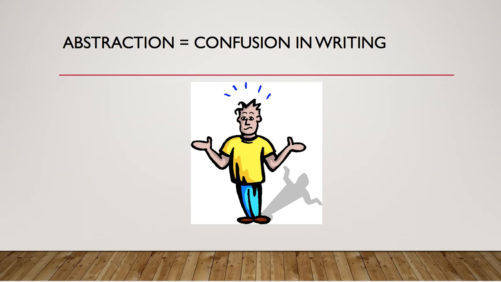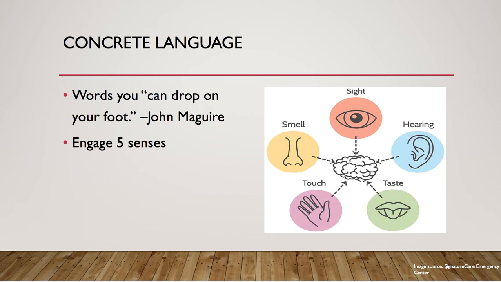If you use too much abstract language, people end up guessing about what you mean. They get really confused, and of course, they get bored. Therefore, you want to be sure to use concrete language when possible, particularly when you're giving an example or trying to illustrate an abstract concept. Concrete words are things you can see, hear, touch, taste, or feel. John McGuire says that concrete words are words that you can drop on your foot.